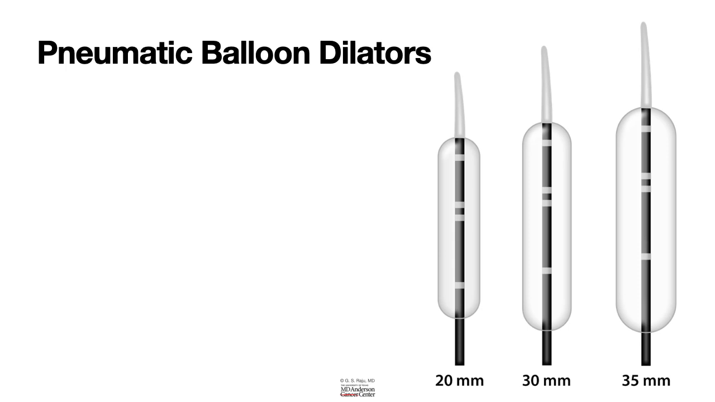Another difference is that the regular balloons that we use for strictures start at 6 millimeters and stop at 20 millimeters. For pneumatic balloons, there are only three sizes, 20, 30, and 35 millimeters. So how do we go about doing the procedure?